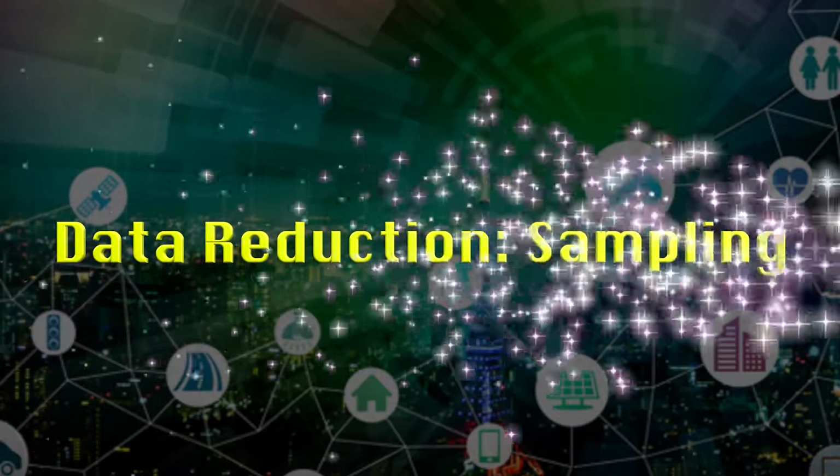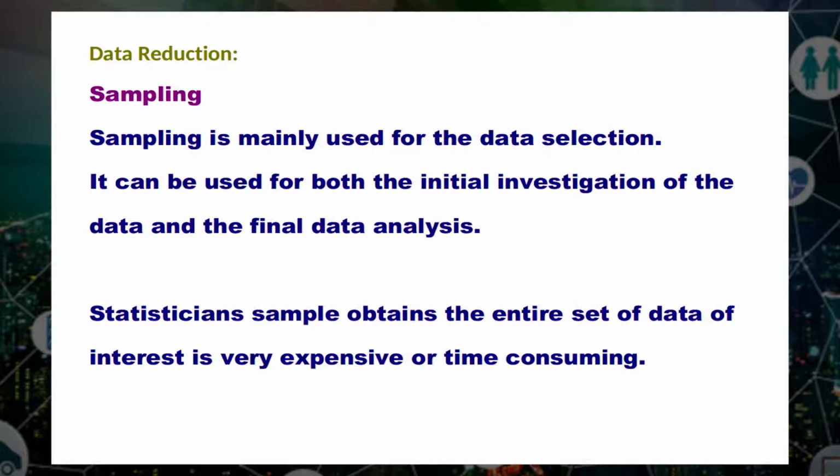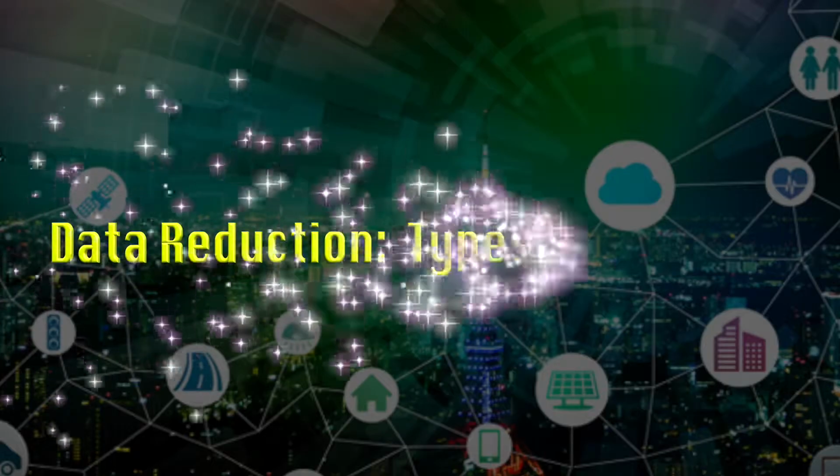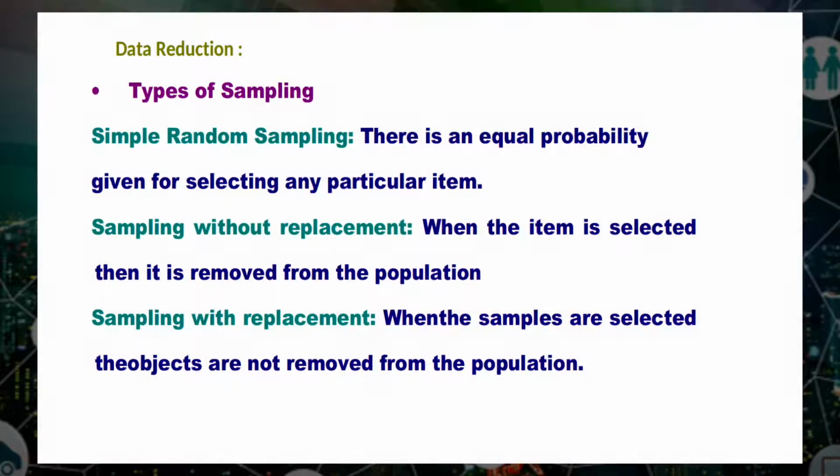Data reduction by sampling. Sampling is mainly used for data selection. It can be used for both the initial investigation of the data and the final data analysis. Statisticians use sampling because obtaining the entire set of data of interest is very expensive or time consuming. Types of sampling: simple random sampling, where there is an equal probability of selecting any particular item. Sampling without replacement: when an item is selected, it is removed from the population.